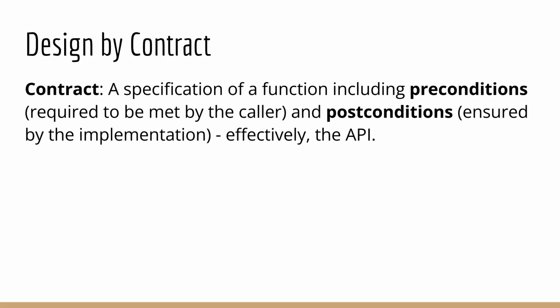And this is basically saying that instead of just writing tests in the void, the first step of that process should really be to define what your code is trying to do and to think about as many edge cases as you can. That's really just to get a good idea of the problem statement overall and then build up from there. So a contract is basically a specification of a function that includes preconditions, which have to be met by whatever calls that function, and post-conditions, which are ensured by the implementation. Effectively, we call this the API, the interface for that function.